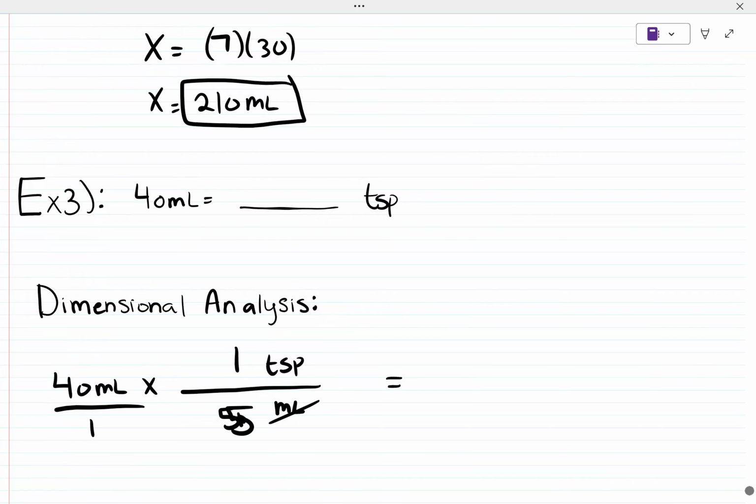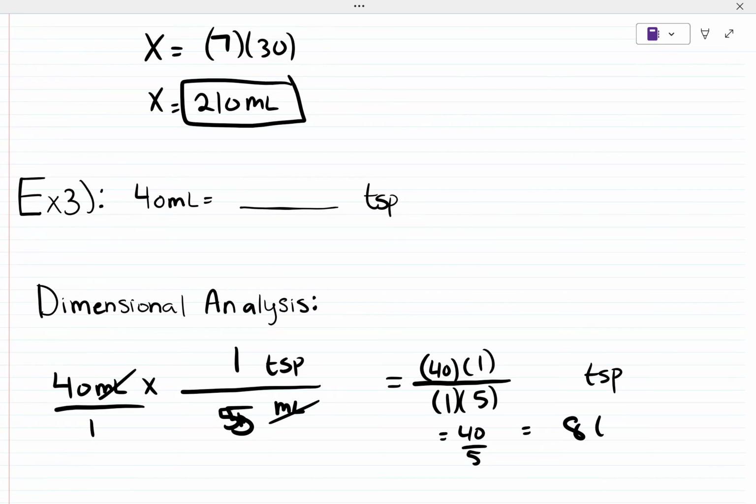So you can see the milliliters units disappear, and then you're left with teaspoon. That's what we want. And then this is a fraction, so multiply across. On the top, it's 40 times 1, and on the bottom, it's 1 times 5. And that's 40 over 5, which is 8 teaspoon. Now remember, you don't have to add a trailing zero if there isn't any decimal, and you don't need to add leading zeros if there's no decimal. And you definitely don't add a trailing zero, so it would be wrong if it was 8.0.